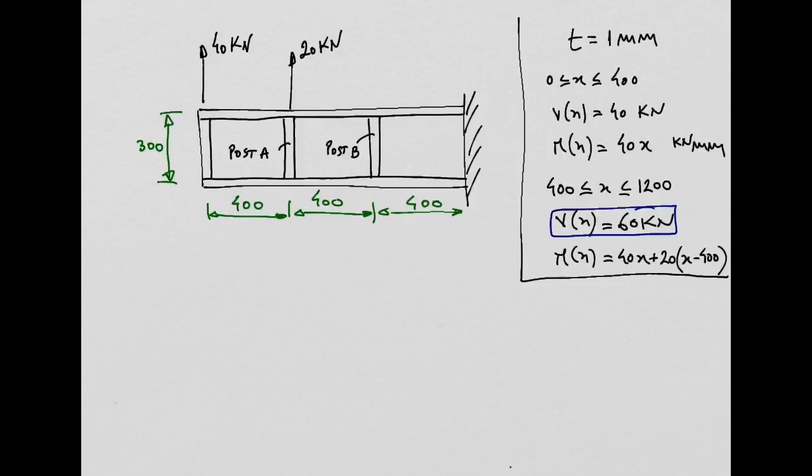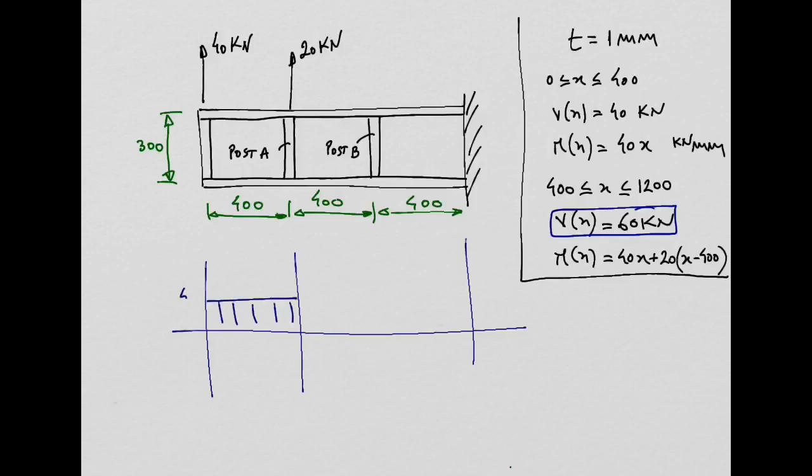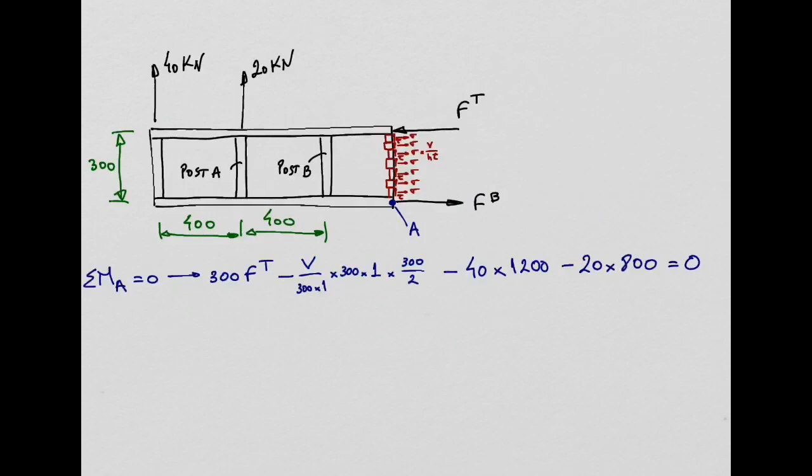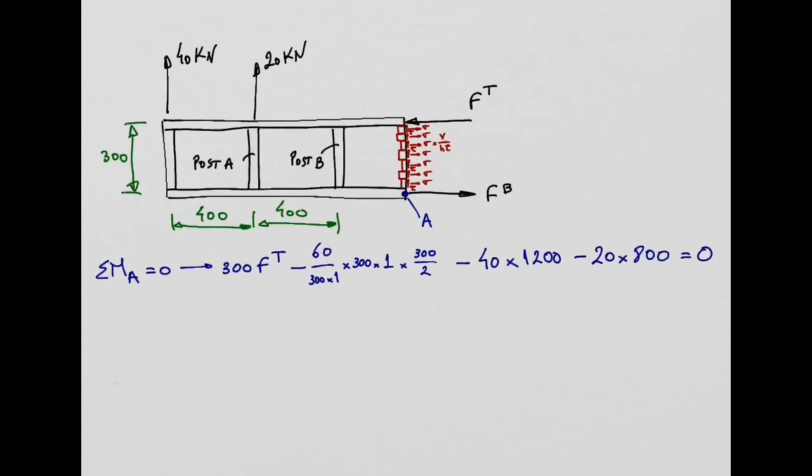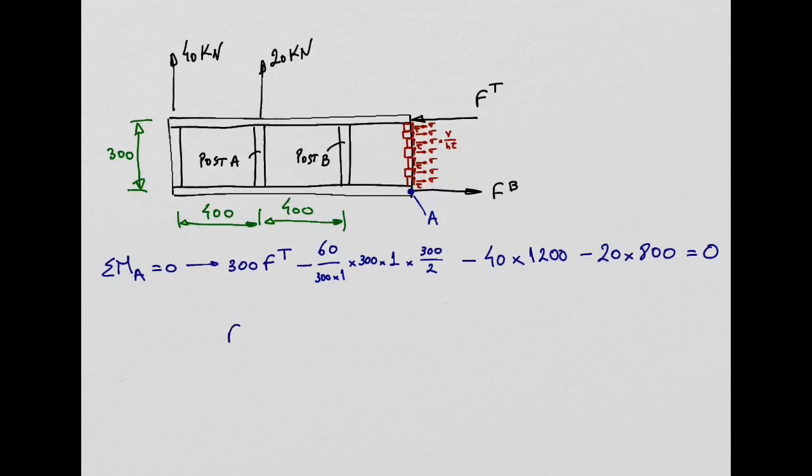In this region here, if you try to plot the transverse shear force diagrams in this figure, you will get 40 in this region, yeah? And in this region you will get 60, right? So at the wall, this is the transverse shear force that we need, 60, yeah? So I can, in fact, replace this V with 60 kilonewtons. And then, as you can see from this equation, the only unknown is the force in the top flange.